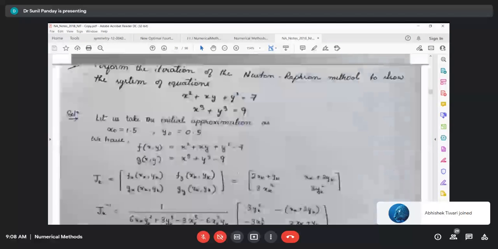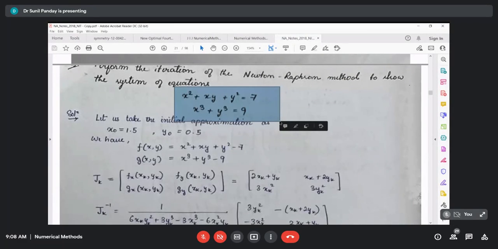So if you have a system of equations like x squared plus xy plus y squared equals 7 and x cubed plus y cubed equals 9, you have to solve this system, and it is non-linear in nature. So you cannot solve this with the help of the linear methods. Either you know some analytical method to solve it, or you have to develop some iterative procedure to get an approximate root.